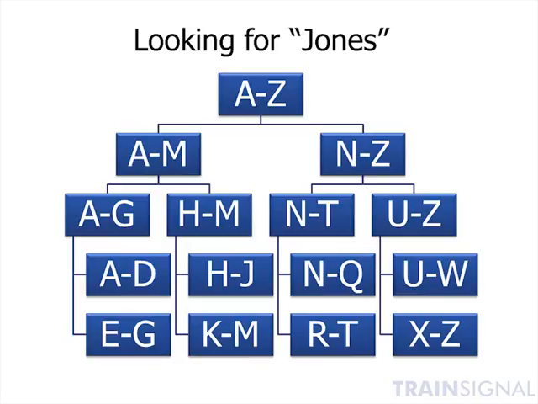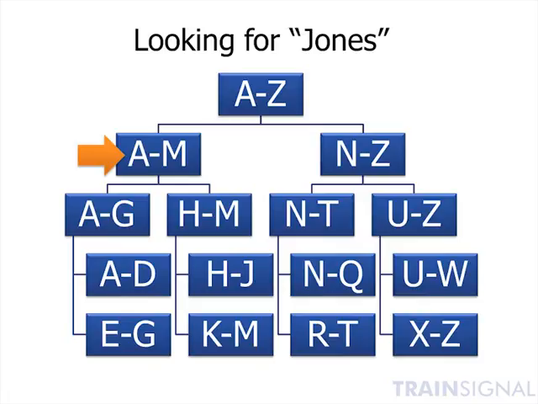So we would start at the top of the index. Well, we know that J, or Jones, is somewhere between A and Z, but is it between A and M or between N and Z? So that's a binary decision, one or the other. It's obviously between A and M, so we go down to the next level of the tree.